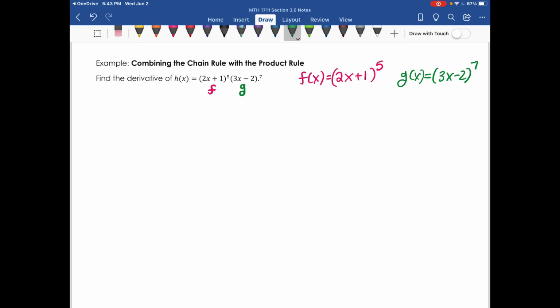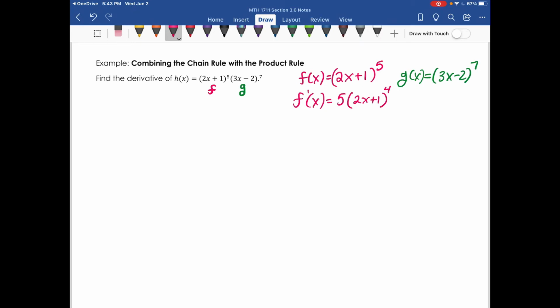Now, if you notice, f of x and g of x are also composite functions. So this is why we're using the product rule and the chain rule, because we've got the product of f times g, but each of those f and g functions are also composite functions. So f is the composite function where you have the inner function 2x plus 1 and the outer function x to the 5th. And g of x has the inner function 3x minus 2 with an outer function of x to the 7th. So when I take the derivative of f, I have to use the chain rule.